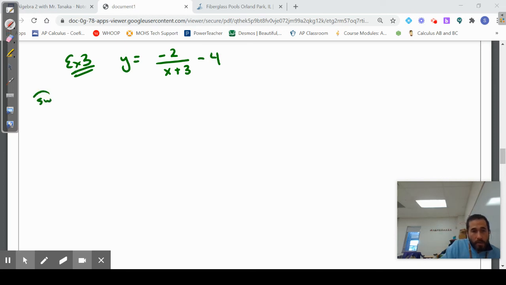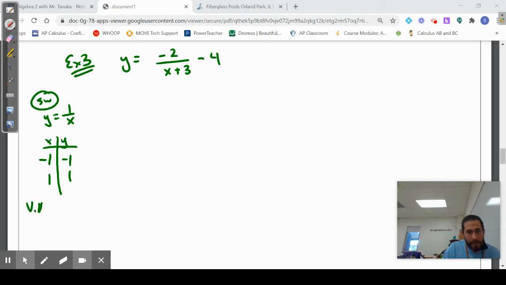Remember, we always start with our side work or our parent function, which is 1 over x. Let's do that table of values. Remember, we always start -1, -1, 1, 1. Remember, we got a very important vertical asymptote at x equals 0. We have a very important horizontal asymptote at y equals 0.